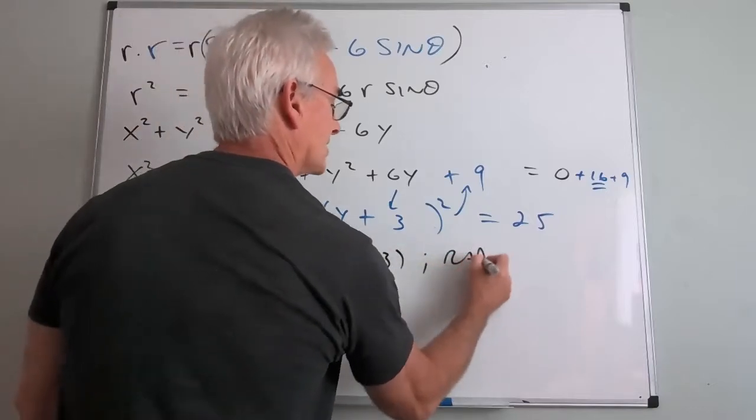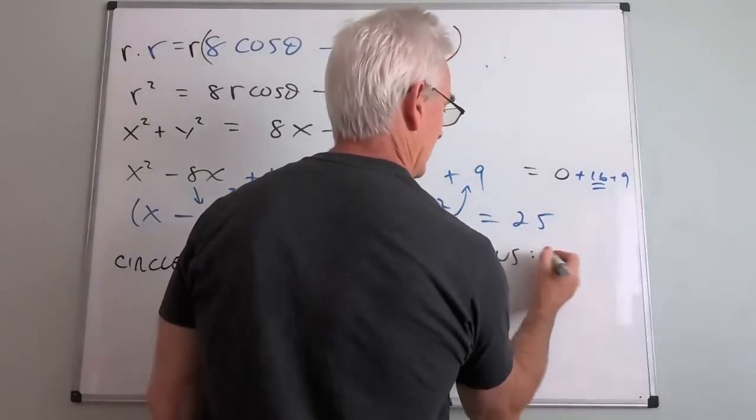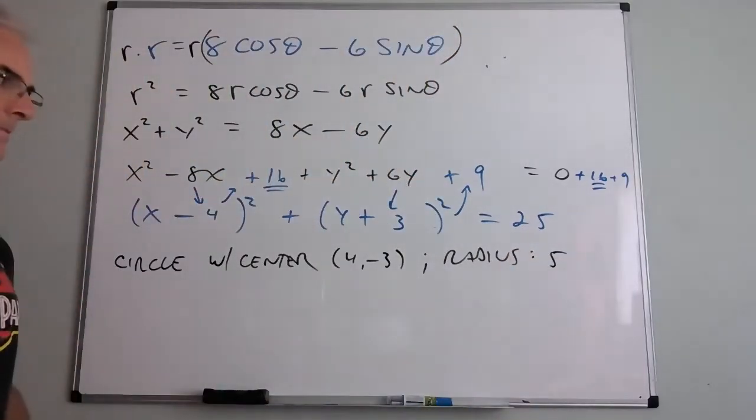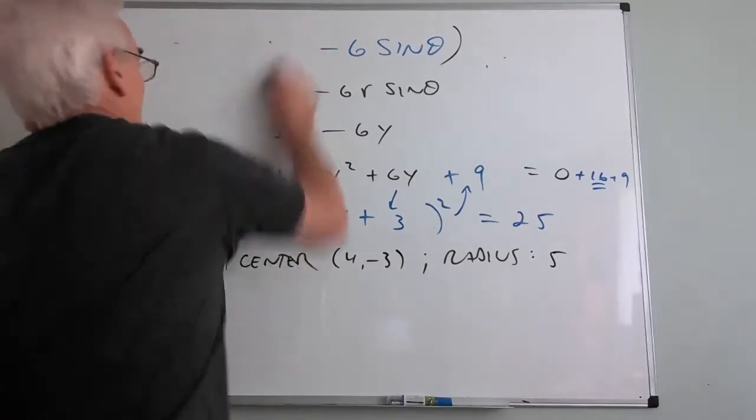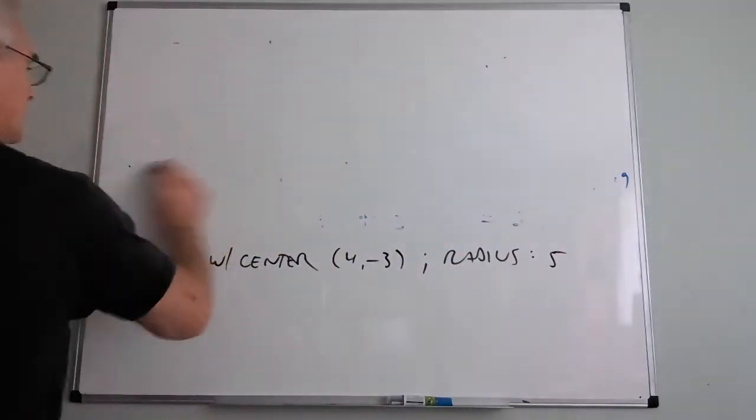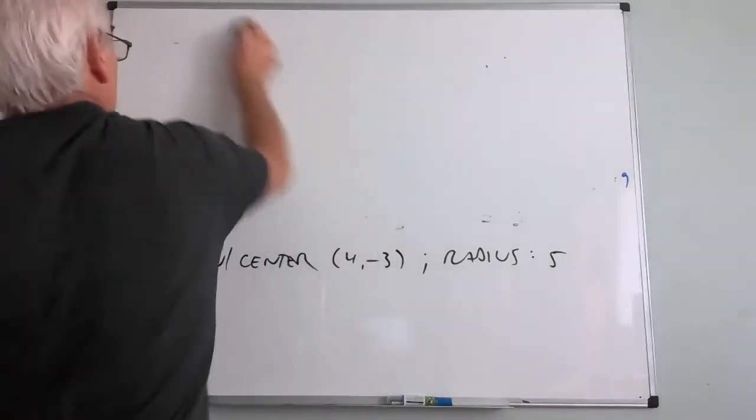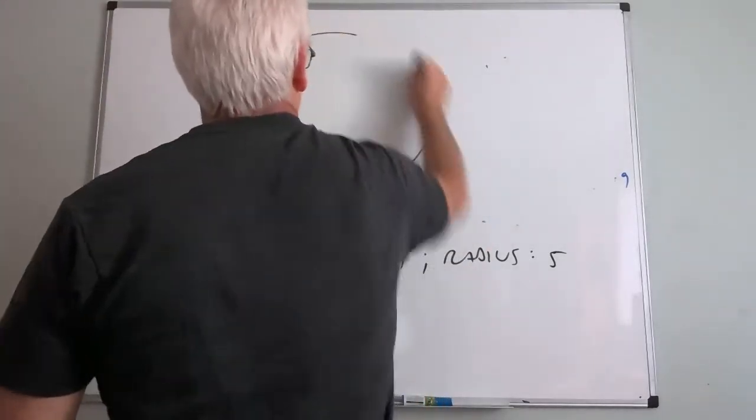And the radius? 5. I wonder what that would look like if I drew it. Oh, let's do that. I don't need you to draw that, but it would be nice to confirm that I actually have interpreted this correctly. So I'm going to draw my circle of radius 5.